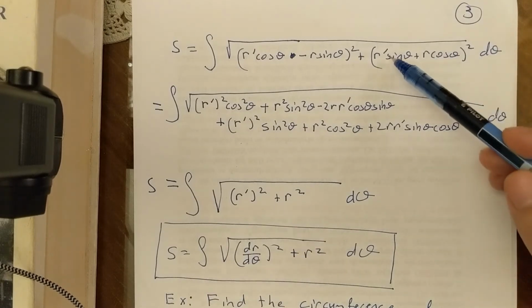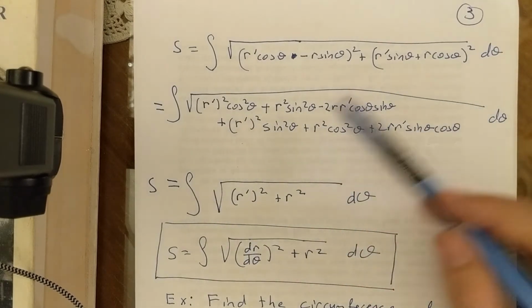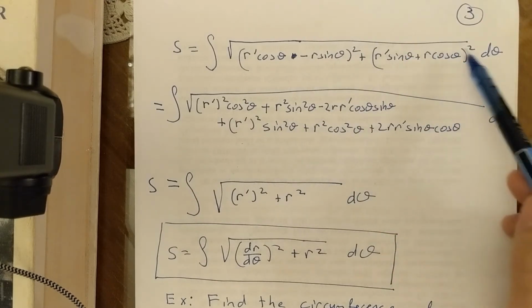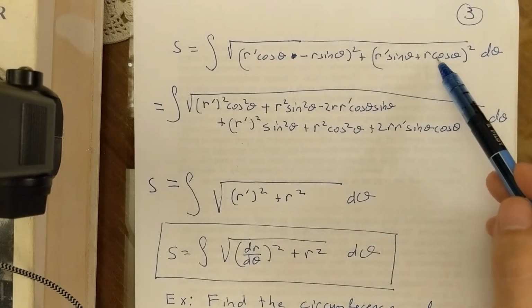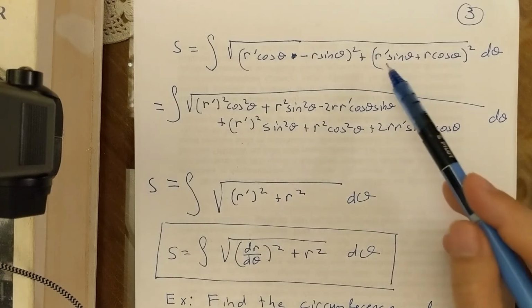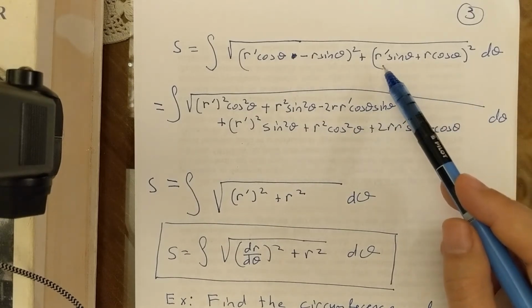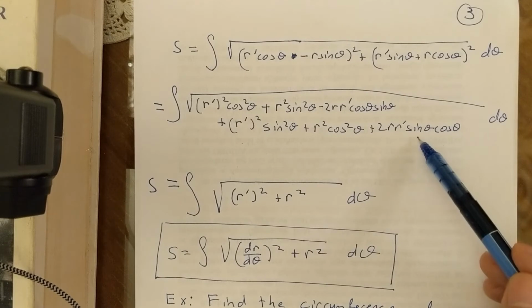Let's go over to this term. You're going to get r prime squared sine squared. And from this term, when you square it, you're going to get r squared cosine squared theta. And from the cross term, you're going to get plus 2r prime sine theta cosine theta.